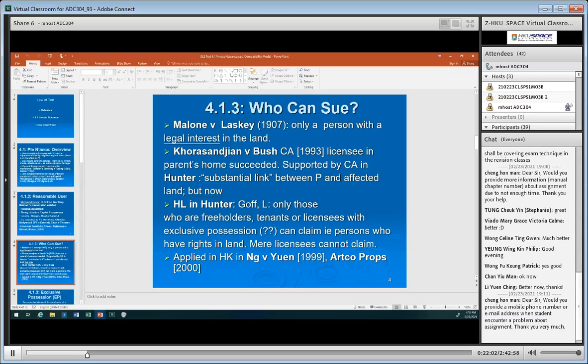Okay. Don't worry about Cruscant and Bush. That's history now. Just throw that in because slightly interesting facts. But the test in Malone v Lasky has been confirmed by the House of Lords in Hunter v Canary Wharf. Only those people with a legal interest in the land can sue.